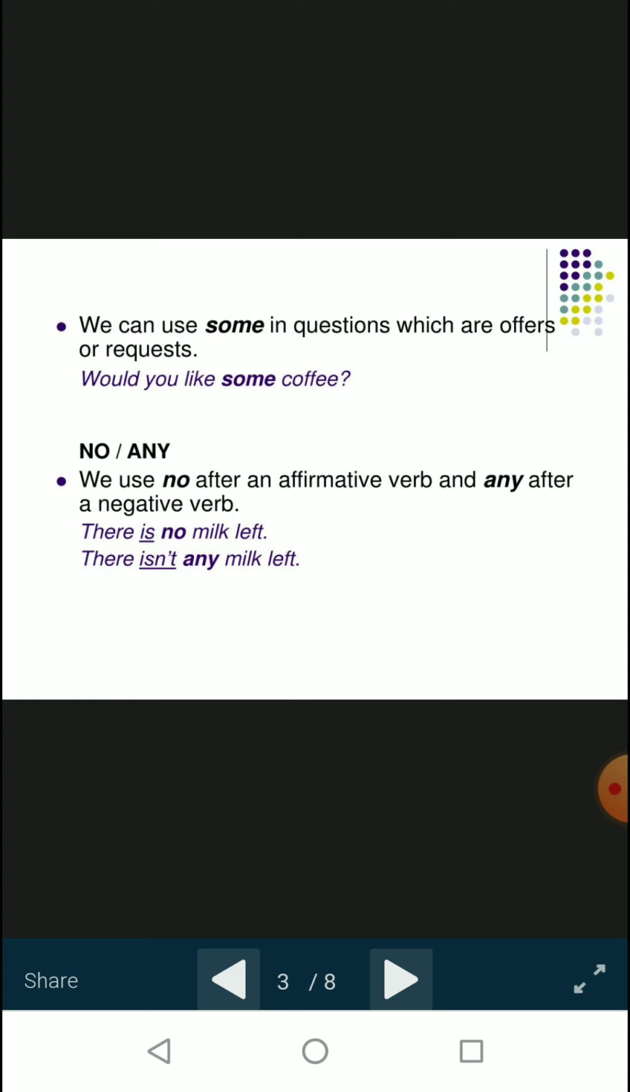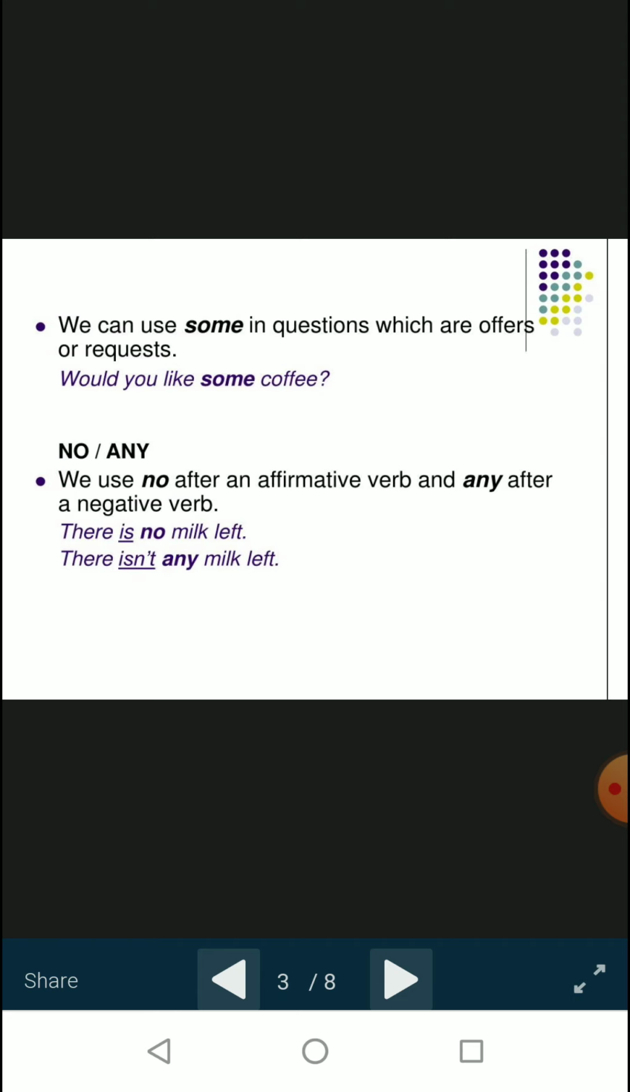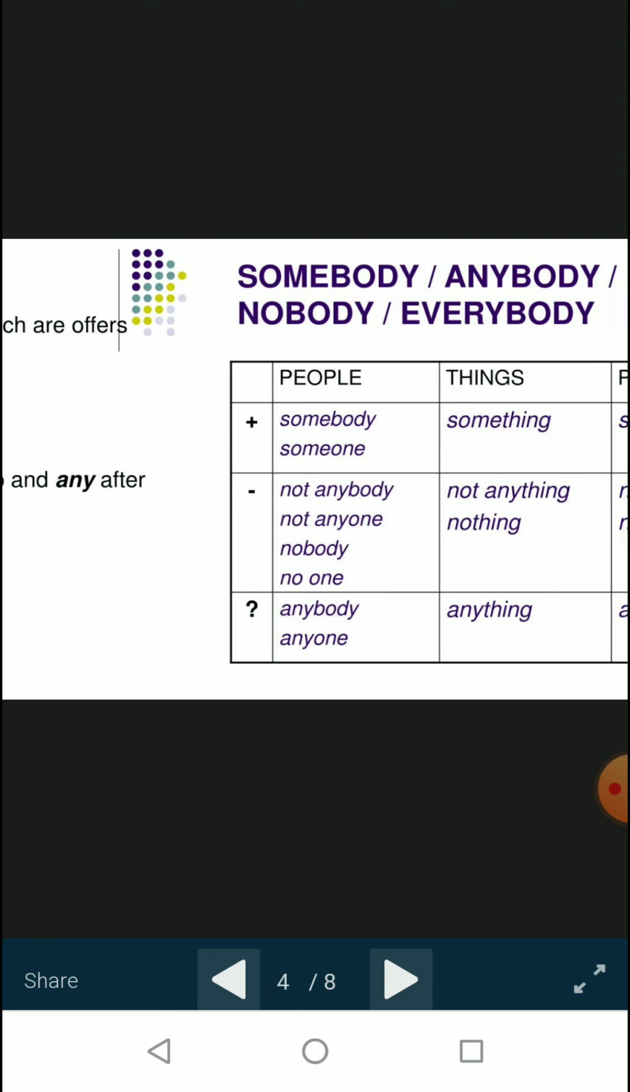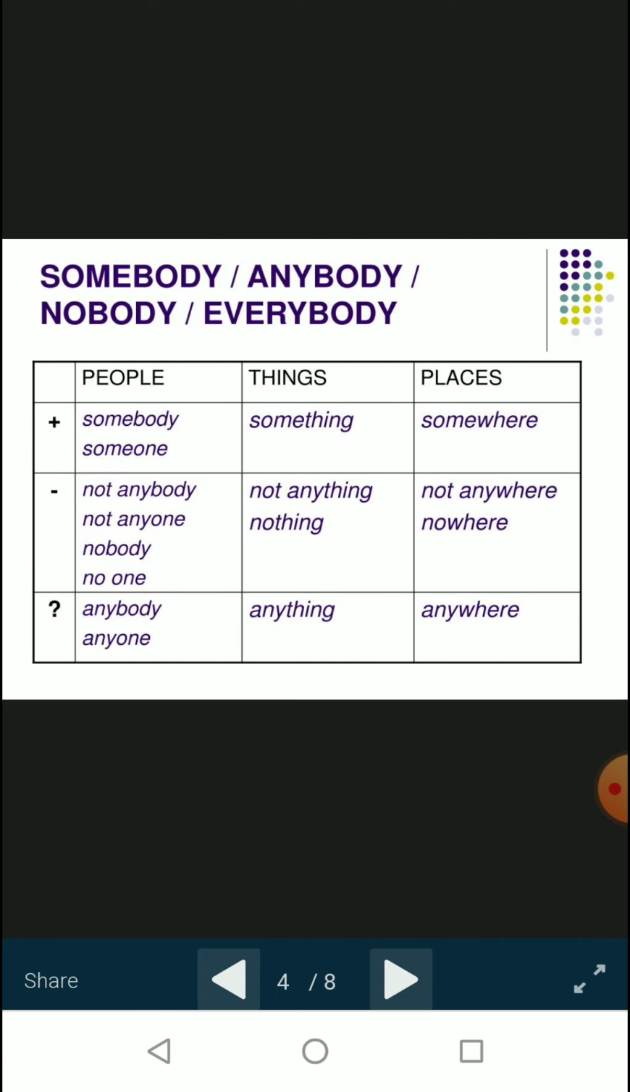Now we use no after an affirmative verb and any after a negative verb. Always remember that we use no after affirmative verb. Whenever your verb is affirmative, whenever there is no negation, you use no after that verb. For example, there is no milk left. And any after a negative verb, whenever negation is used, like isn't, wasn't, right? You use any there.